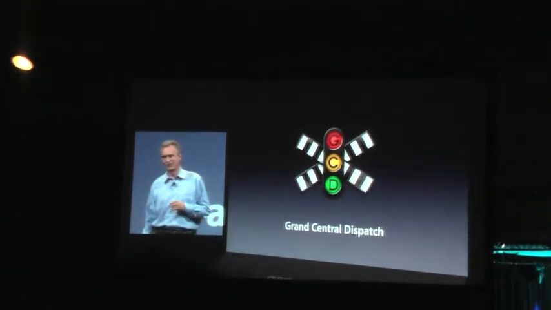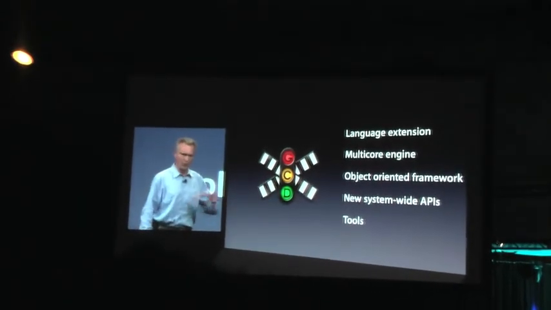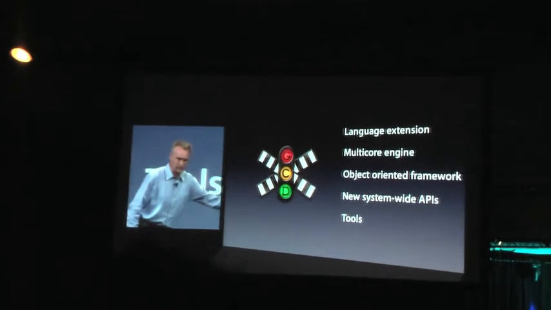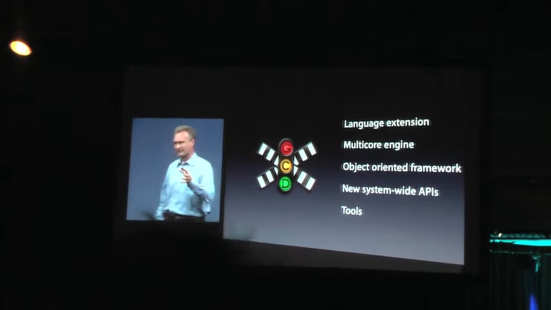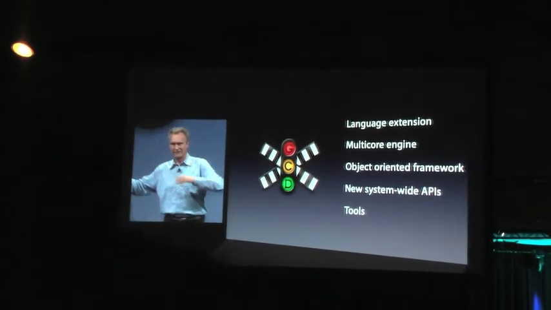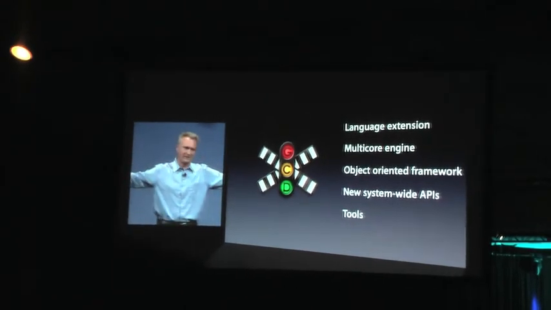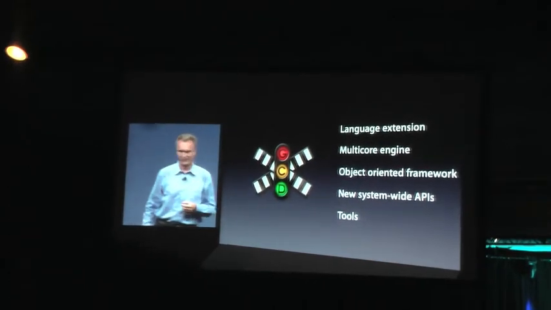So we have a solution for this, a new methodology that we call Grand Central Dispatch. It's built-in support for multi-core across all of Snow Leopard. It's very, very comprehensive. All the way from a language extension, low-level libraries that are super efficient, high-level libraries to make it really easy to program, integration with all the system APIs, and tools to tune your program.